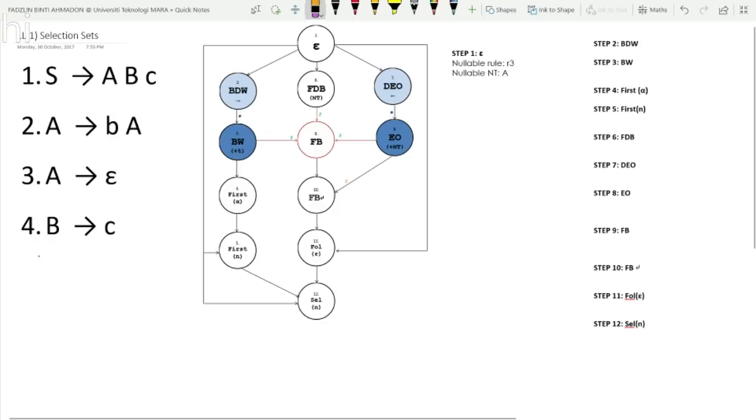Okay, the second step is begins directly with, or BDW. So this is the second step. To generate this step, we need to refer to step 1. So as you can see, there is an arrow coming in to BDW from step 1. Whenever we have to refer to step 1, it means we need to consider the nullable non-terminal. So again, our nullable non-terminal is A.